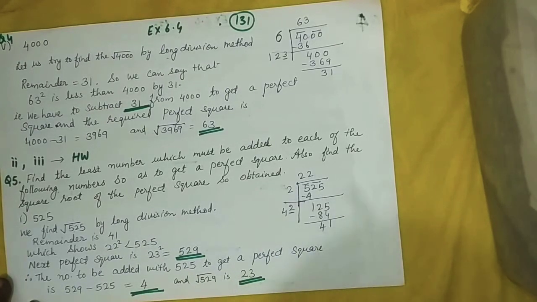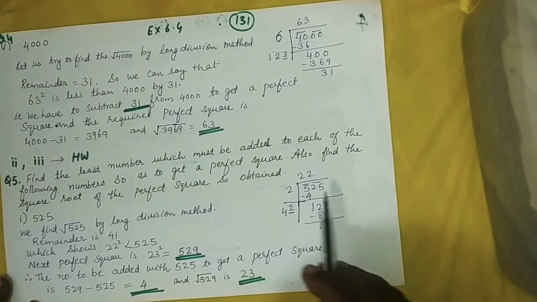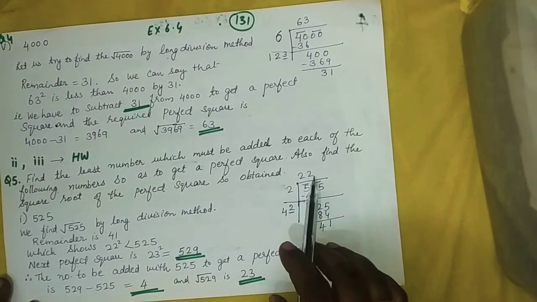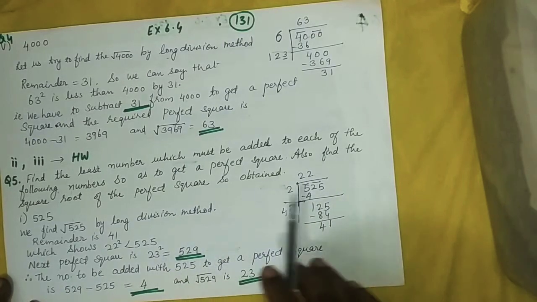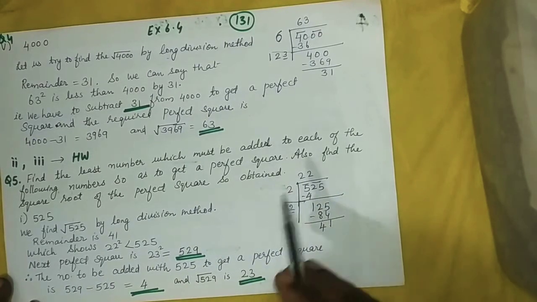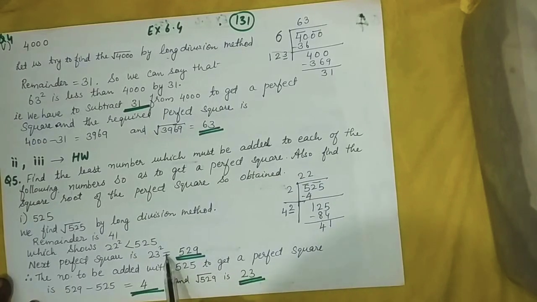We have to add a number to get a perfect square. Next perfect square will be what? 23 square. Okay, because here we obtained 22 square. We have to add a number to this. So we need the next perfect square, 23 square.